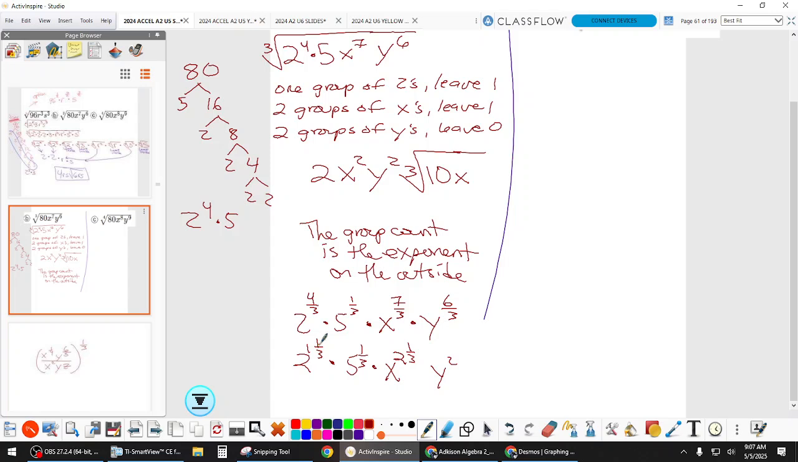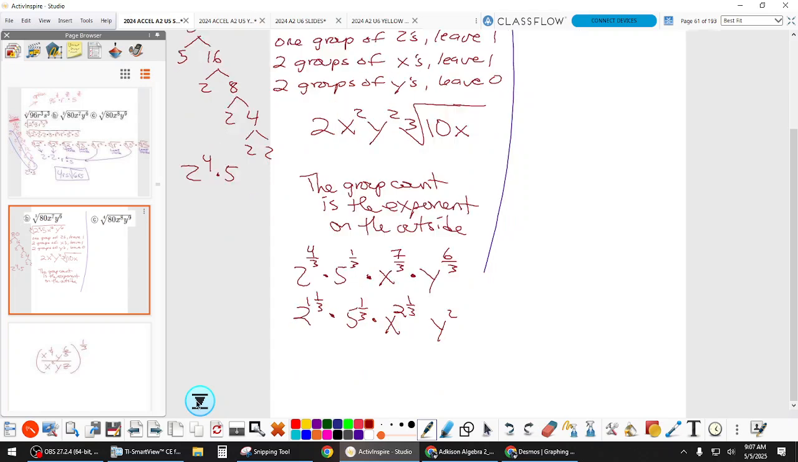And then you can think of the 10 as the 2 times 5. This part was right. This 2 left in, this 5 left in, that's the 10. So this is done.